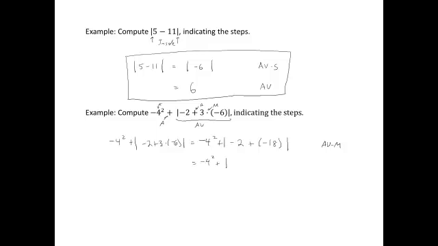Absolute value of -2 plus -18, which is -20. Absolute value, addition. Then we apply the absolute value to -20 to get +20. Exponent, this is -16. And then -16 plus 20 is 4.